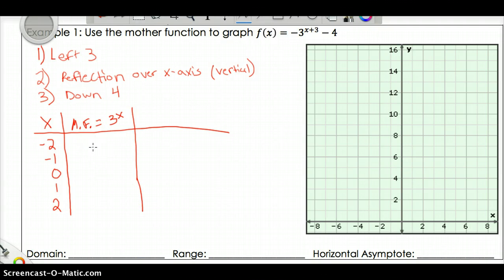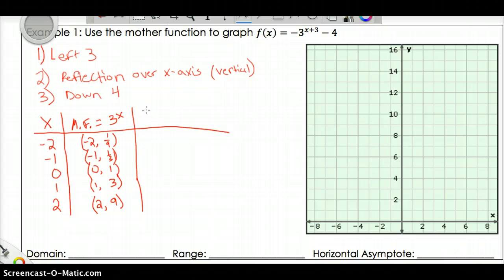And it's in this column that I'm going to actually list what the key points are. And so I know that all the x coordinates of my key points are going to be the same as in that first column. And I'm going to find the y coordinates of these key points by repeating the process I did in the first example. I'm going to do negative 2 to the x power. I'm just looking at this mother function, which is going to give me 1/9. Negative 1, so 3 to the negative 1 is going to give me 1/3. 0, 3 to the 0 power is going to give me 1. When x is 1, 3 to the first power is going to give me 3, and 3 to the second power will give me 9. So these 5 points are going to be my key points for this mother function.